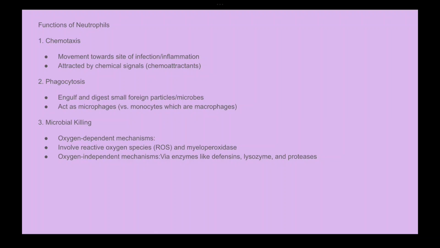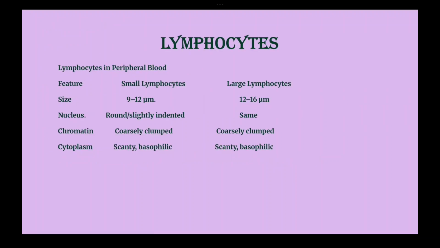Microbial killing involves an oxygen dependent mechanism, which involves reactive oxygen species and myeloperoxidases, and an oxygen independent mechanism. Thereby the enzymes act as defense, either by lysozymes, which cause lysis of the cells, or proteases, by degrading the proteins present inside the microorganisms. These are the various ways the organism is killed.